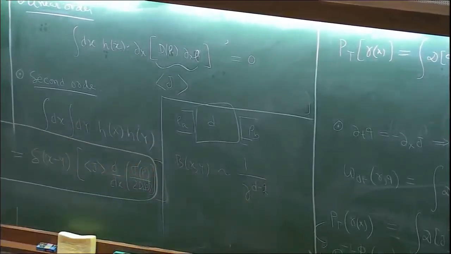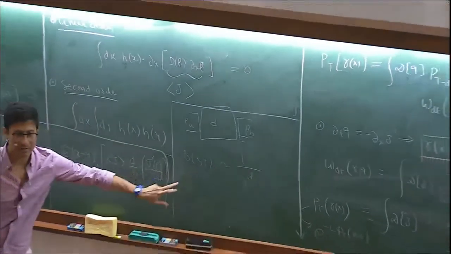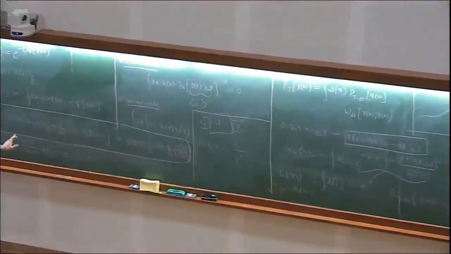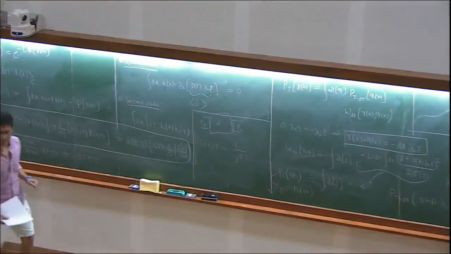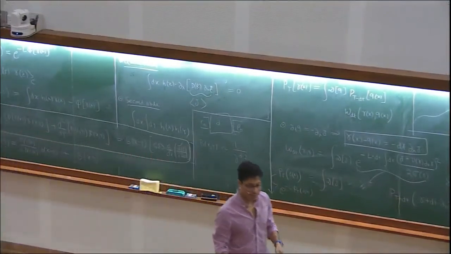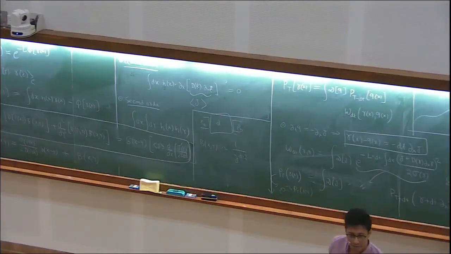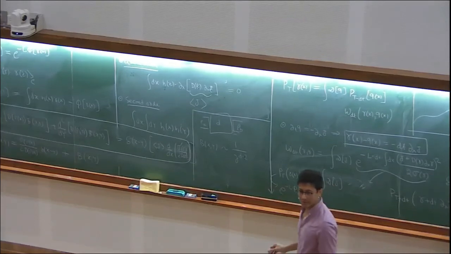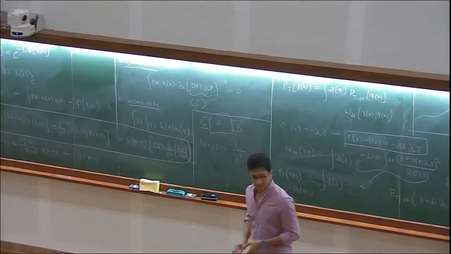So this, you could first see in one dimension that this is consistent with this result. In two and higher dimension, you can also check that this works. So this is how one sees how long-range correlation appears in outside equilibrium systems. Okay.